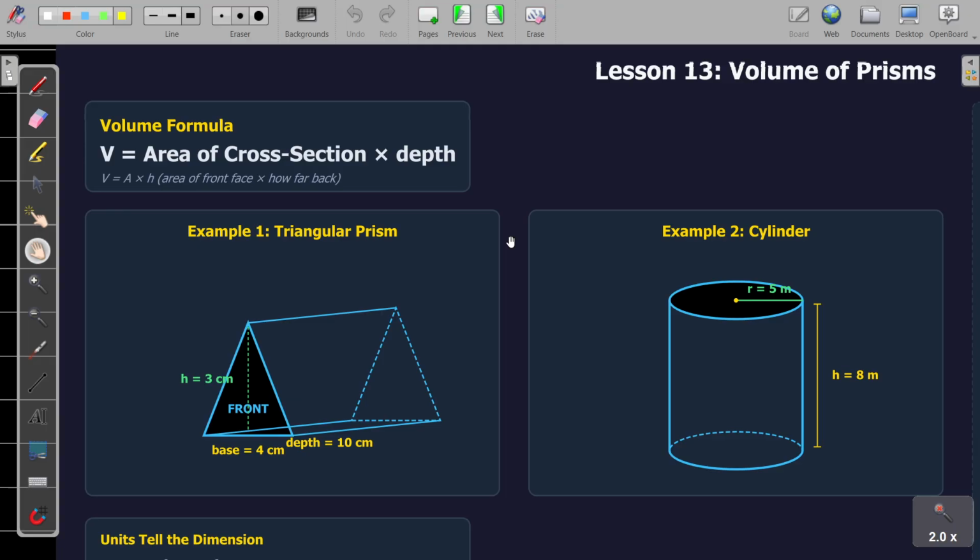We're specifically looking at prisms. Any prism is a 3D shape that has the exact same cross section all the way through. So if you slice it like a loaf of bread, every single slice is going to look the same. If we slice this, it's going to look like a circle. Slice this, it's going to look like a triangle, and so forth.